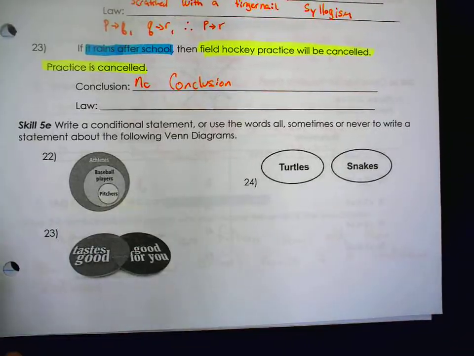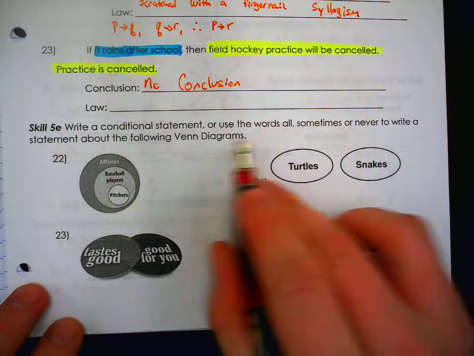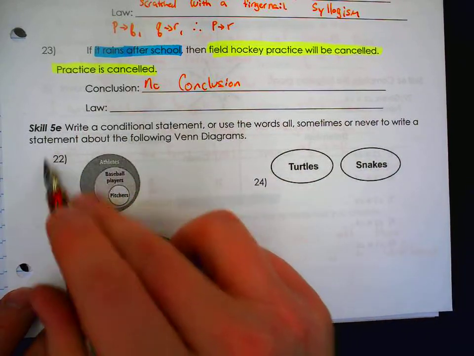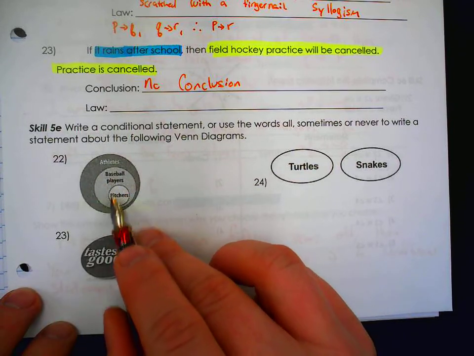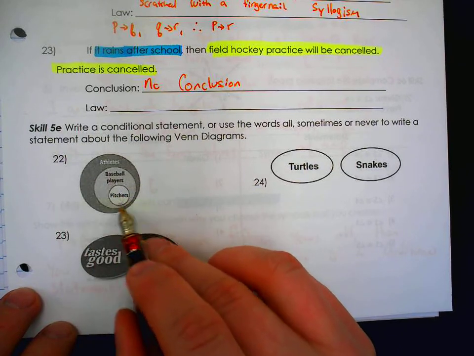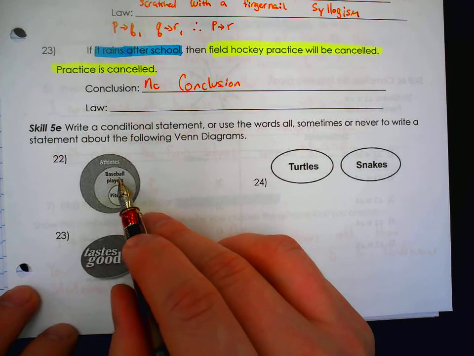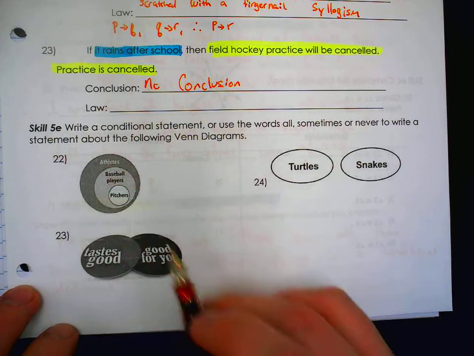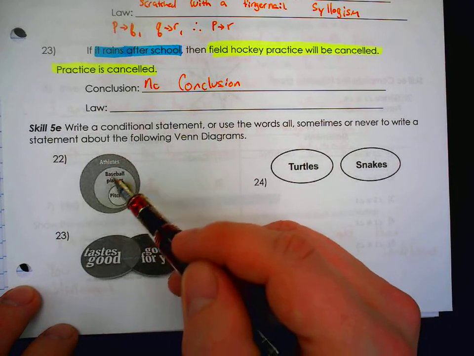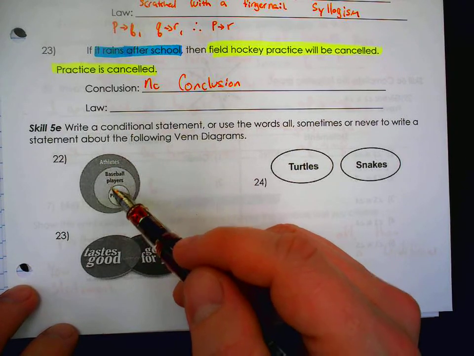Write a conditional statement or use the words all, sometimes, or never to write a statement about the following Venn diagrams. I will use the words all, sometimes, or never just because it's easier than writing a conditional statement. For 22, we can see that the pitcher's part of the Venn diagram is entirely contained inside the baseball player's part, which means that all pitchers have to belong to the baseball players category, which also means that all baseball players are also athletes. If we work it the other way, athletes has a portion outside of baseball players, which means that some athletes are baseball players and some are not.